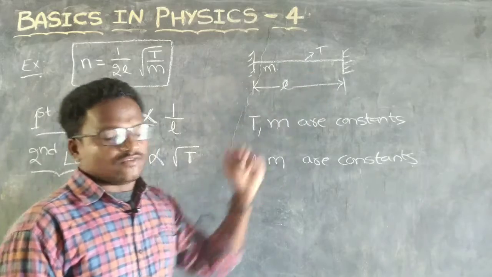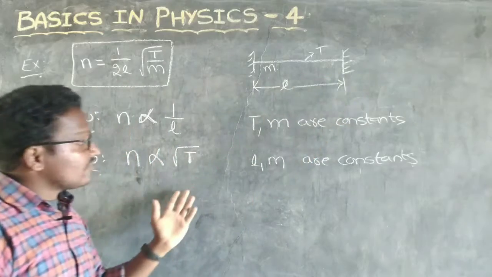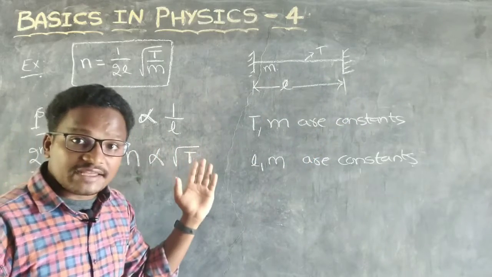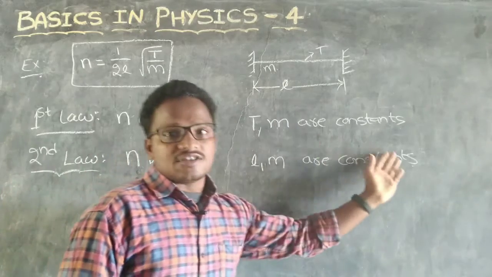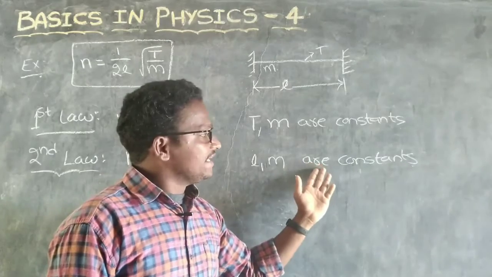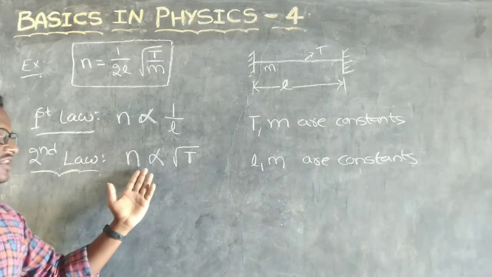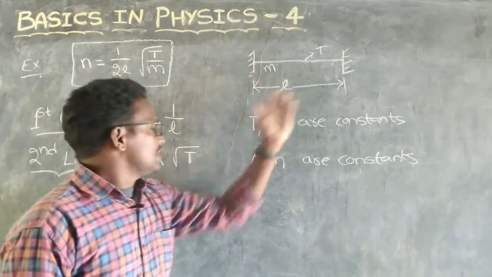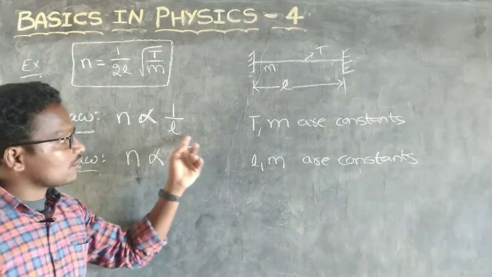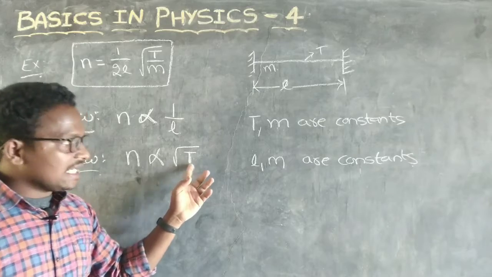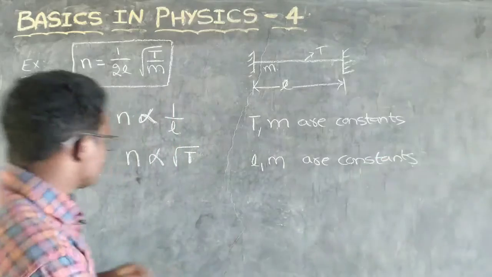a stretched string is directly proportional to the square root of its tension when L and M are constant, meaning length and linear density are constant. See one more time. The fundamental frequency of a stretched string is directly proportional to the square root of its tension when L and M are constant. Do you understand? Then moving to the third law.